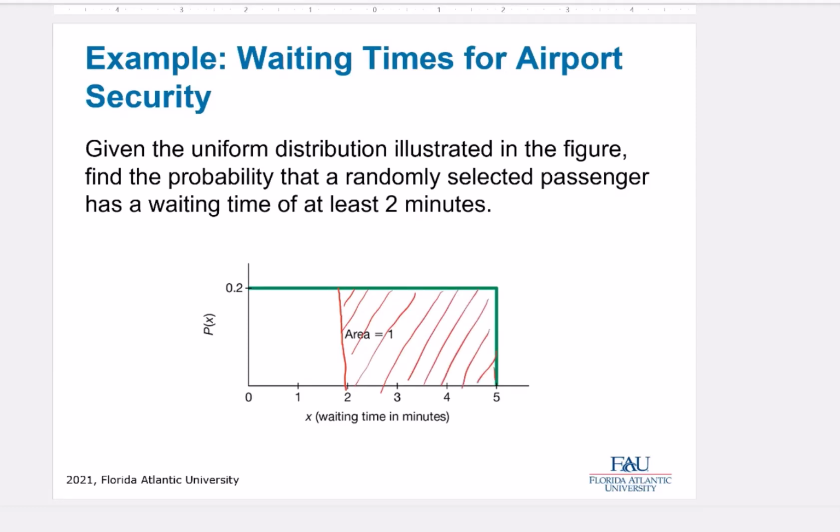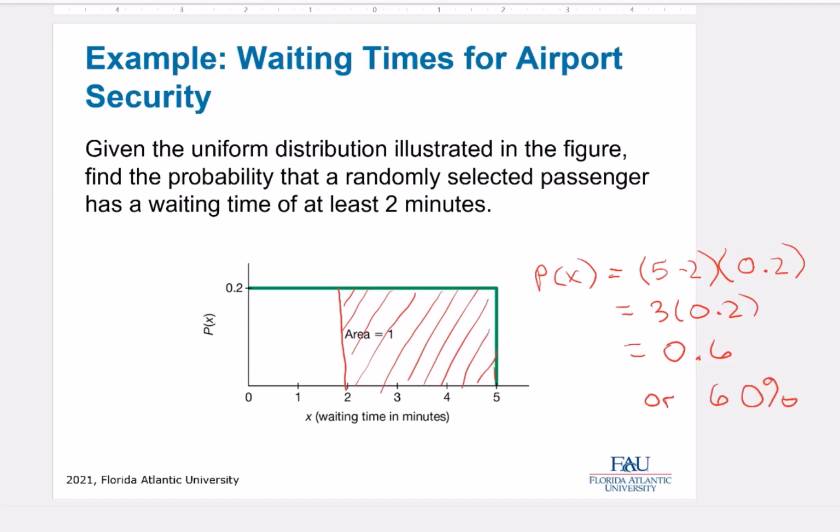If I want to find the probability, I multiply the base, which is 5 minus 2, times the height, which is 0.2. This is 3 times 0.2, which is equal to 0.6, or you can say 60%. There's a 60% chance that a passenger is going to wait at least 2 minutes, which means there's a 40% chance that a passenger will wait less than 2 minutes. 1 minus 0.6 is 0.4.